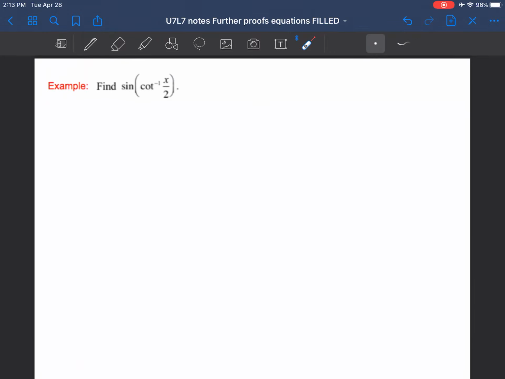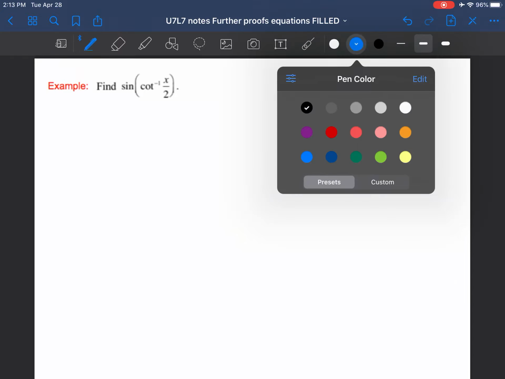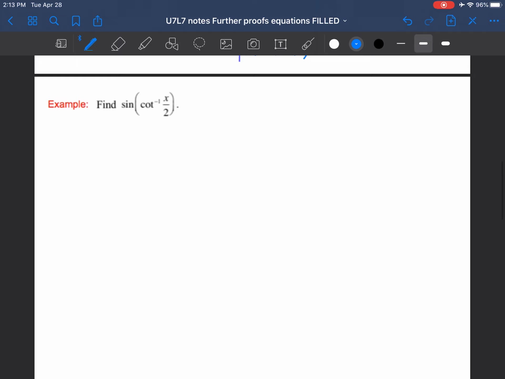All right, let's look at these new problems that we haven't done yet. So first one is, what is the sine of the cotan inverse of x over 2? So remember, this part is really saying cotan of what is equal to x over 2. In other words, the cotan of some angle theta is x over 2. Then find the sine of theta.